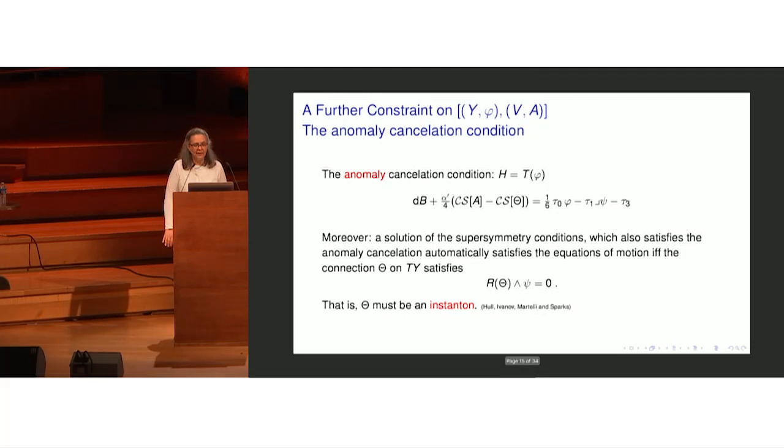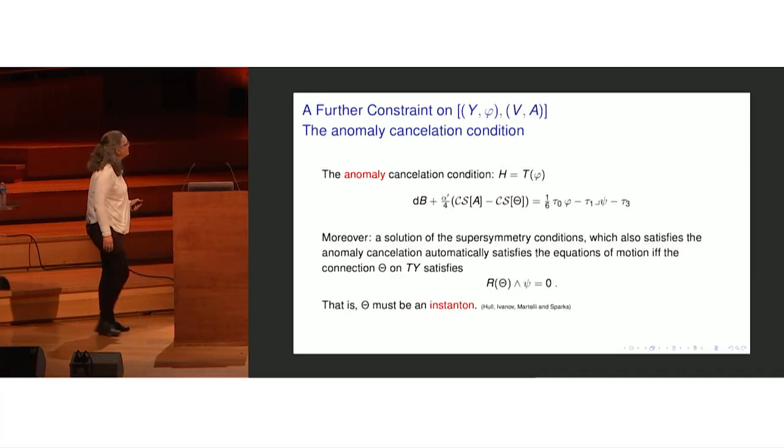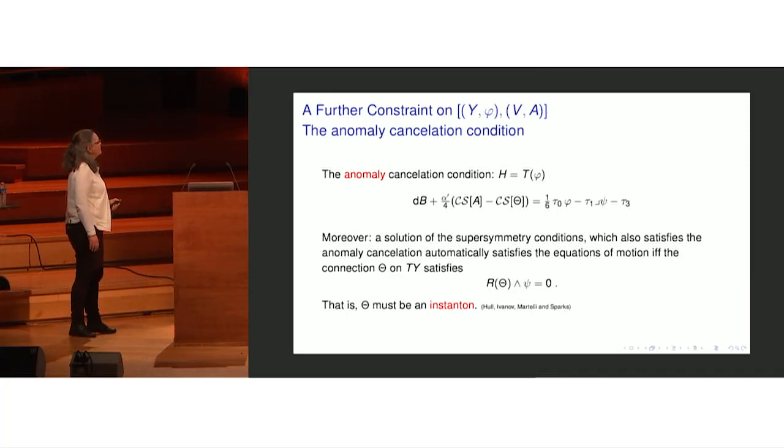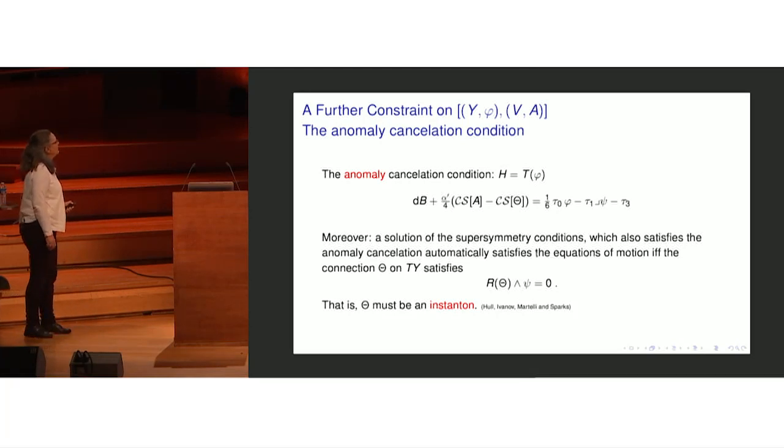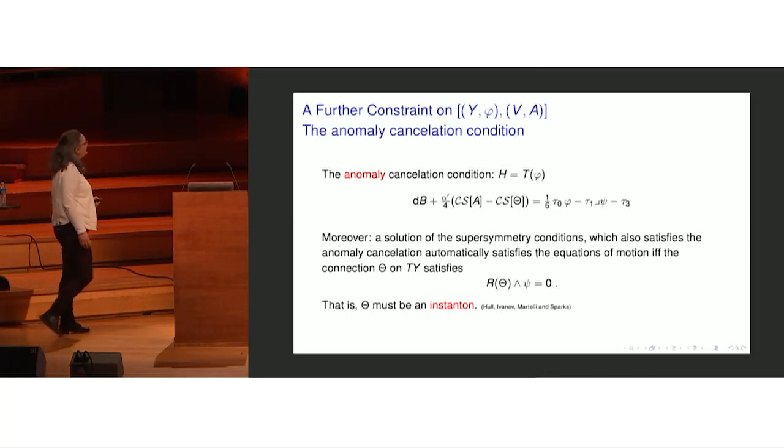So we have a further constraint on the manifold and the bundle, which is the anomaly cancellation condition, which says that the torsion, this torsion that I had before, equals the flux. So this equation mixes all the degrees of freedom of your theory. It's complicated, but that's life.